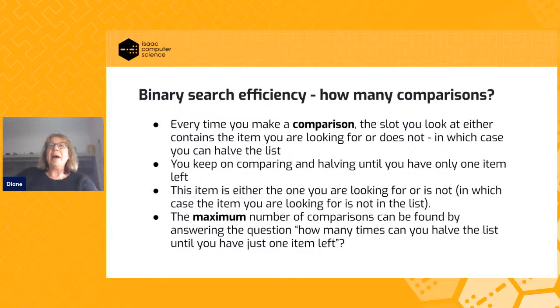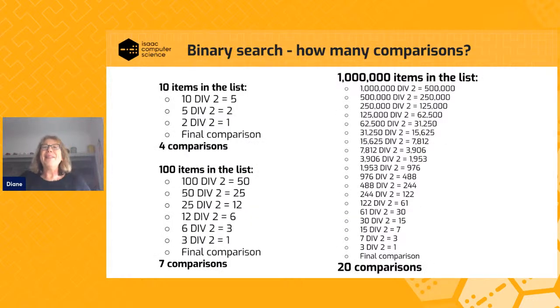So let's look at a bit of maths, because we always like a bit of maths. First of all, let's look at the case where there are 10 items in the list, slightly bigger list than the one I used, in fact. Let's just do that maths. 10 div 2 is 5. That's the first halving. 5 div 2 is 2. Next one, 2 div 2 is 1. That's the third halving. And we obviously have to do the final comparison, which is to look at that one left over. So if we have 10 items in the list, we do 4 comparisons.